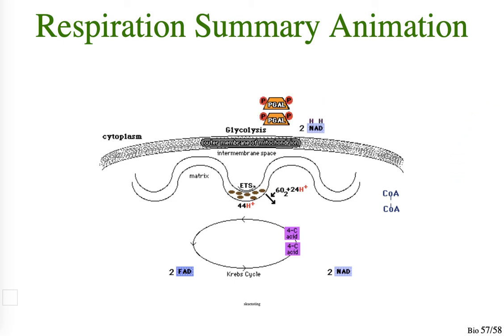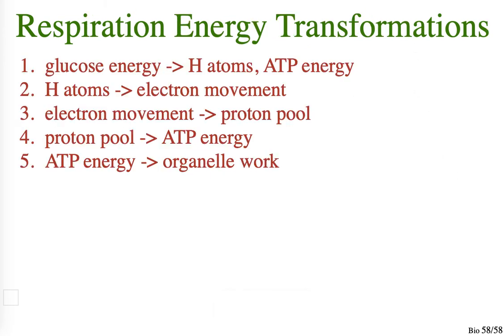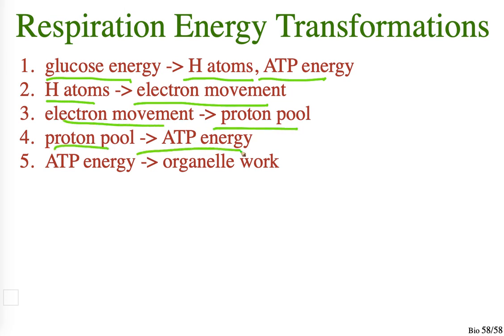Now, the last thing to talk about is the summary here. And I wish it was easier than this, but we did this for photosynthesis also. In respiration, your glucose energy is transferred into hydrogen atom and ATP energy. The hydrogen atoms are used to move electrons. The electron movement creates a proton pool. The proton pool is used to make ATP energy, and the ATP energy is used to do your organelle work, like ribosomes use it to make proteins, the nucleus uses it to make DNA, the cell membrane uses it to do active transport, et cetera, et cetera.